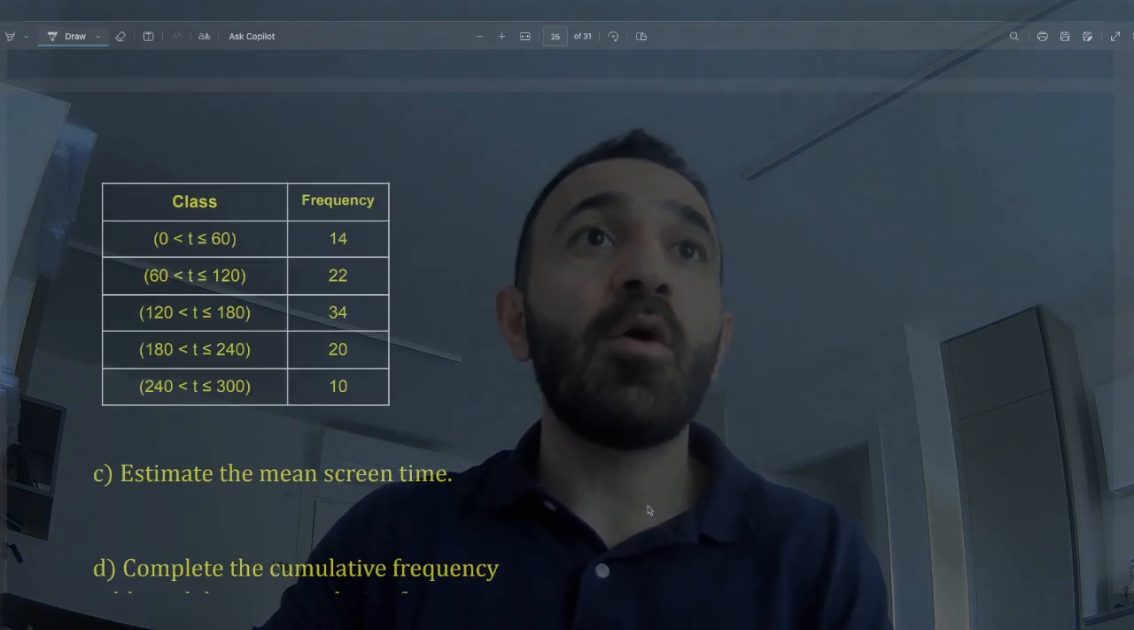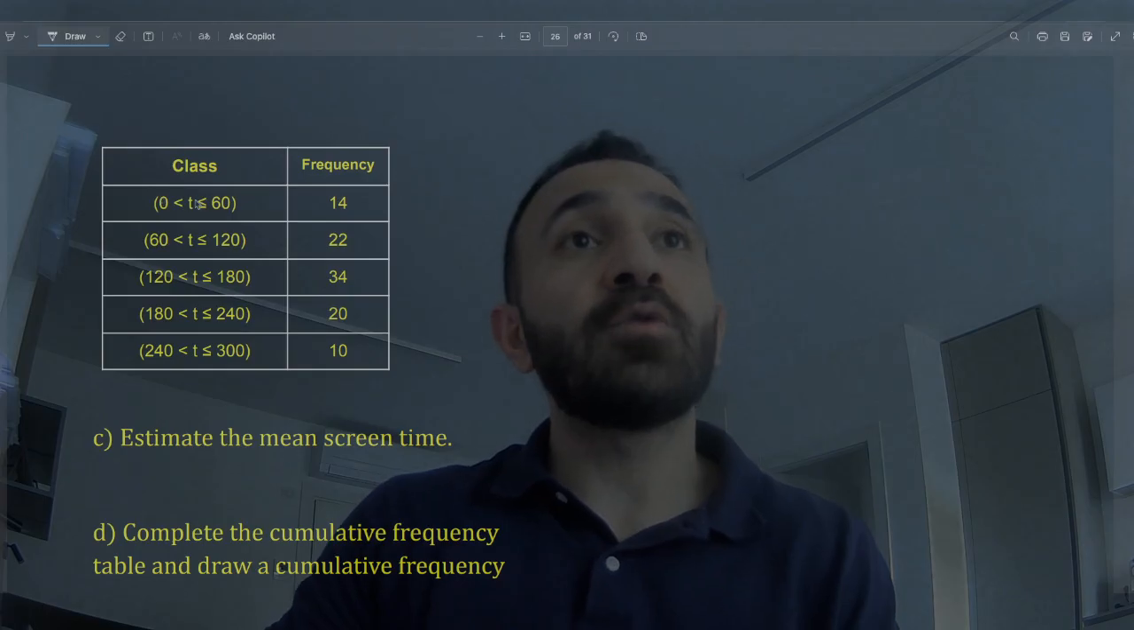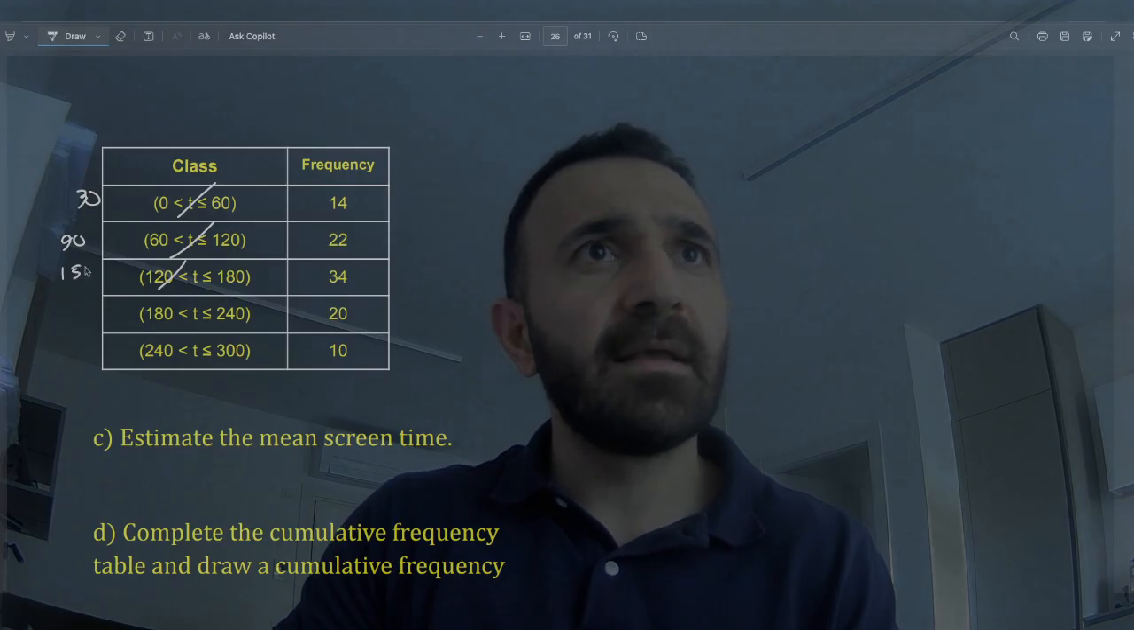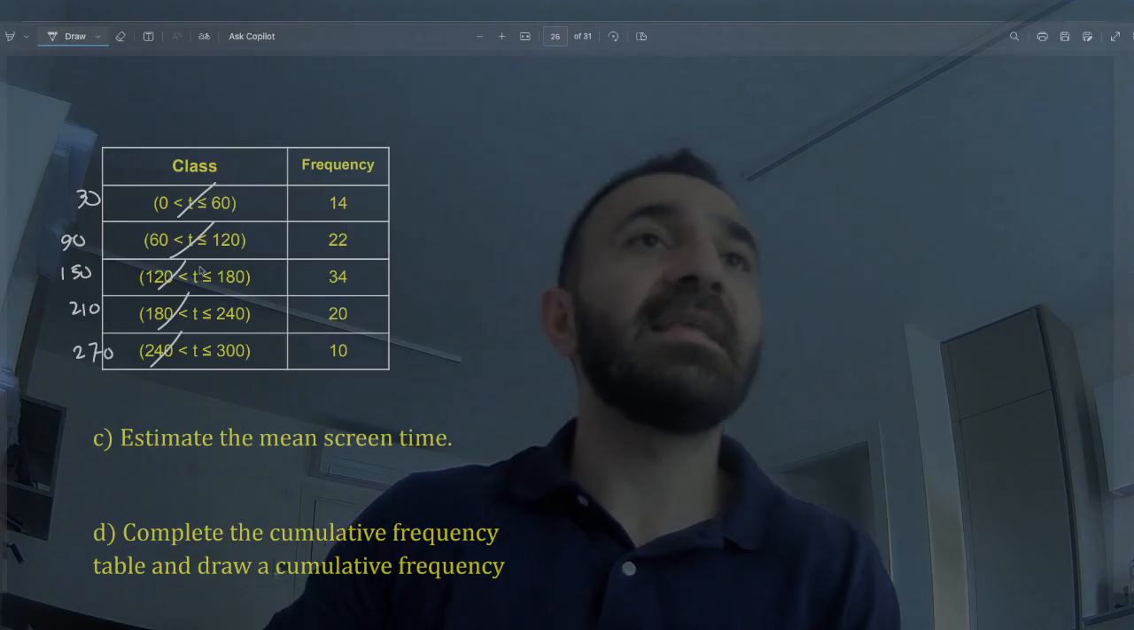Now estimate the mean. How to find the mean? So you're going to find the mid intervals. You're going to find the mid intervals of all of these classes, 210 and 270.